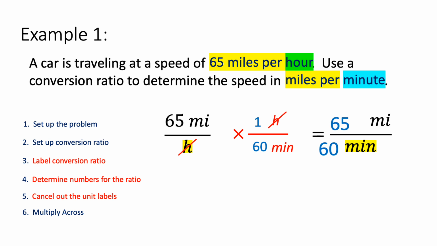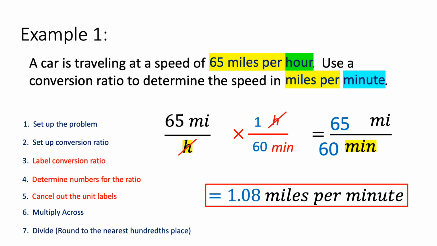We multiply across. 65 times 1 is 65, and 1 times 60 is 60. And last we divide. When we divide 65 by 60, we get 1.08 miles per minute.